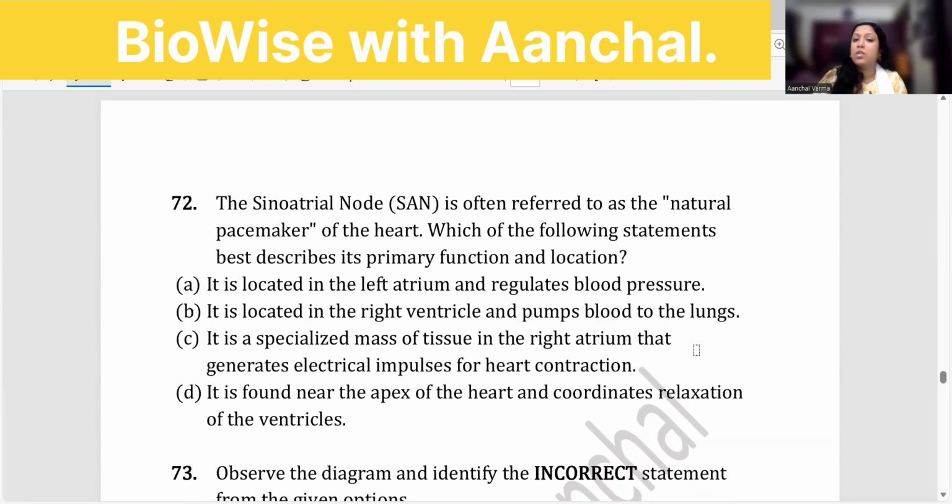The sinoatrial node is often referred to as the natural pacemaker of the heart. Which of the following statements best describes its function and location? Now, this question can be very important because it tells you the exact location of SAN. So it is located in the left atrium and regulates blood pressure? No. It regulates the heartbeat.